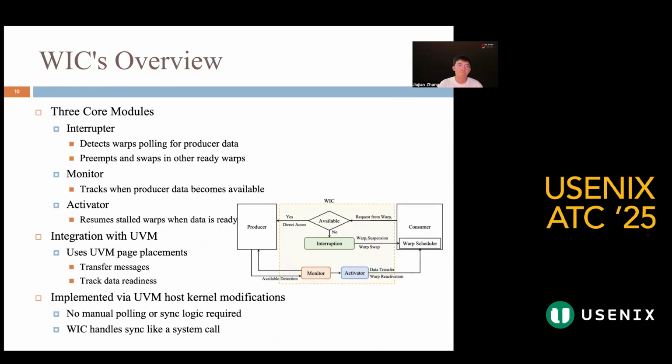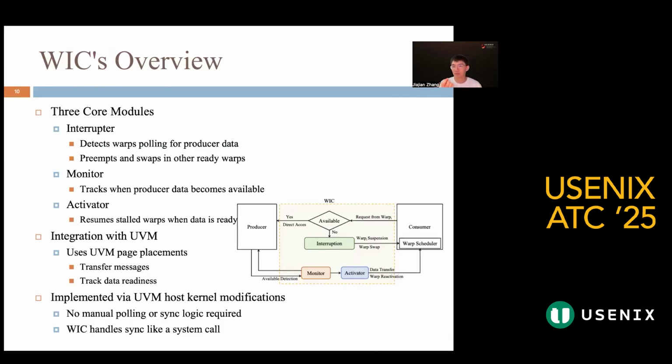Okay, so WIC is built around three key components. First, we have the interrupt. Its job is to detect when a warp is about to start polling for produced data. Instead of letting it just sit there and spin, the interrupt stores it and swaps in other executable warps that have useful work to do.